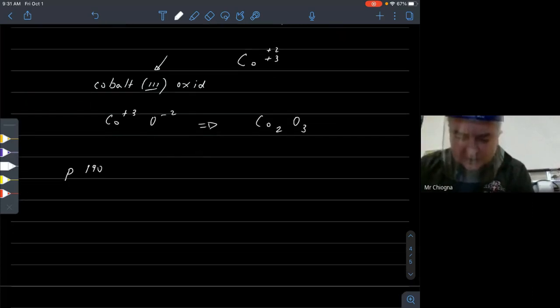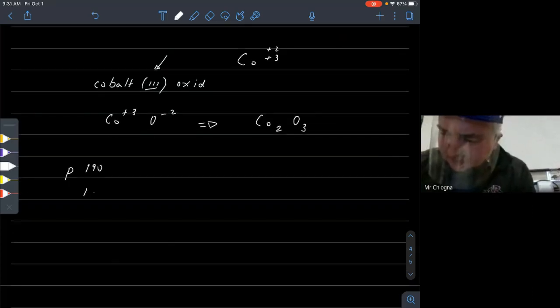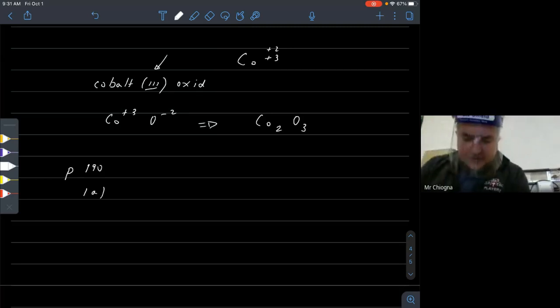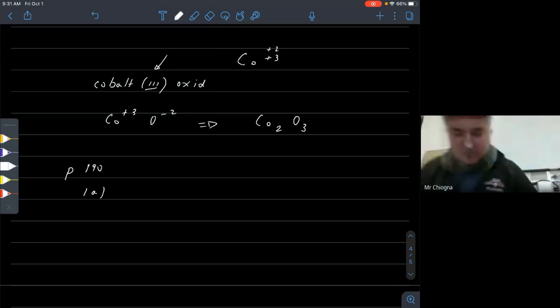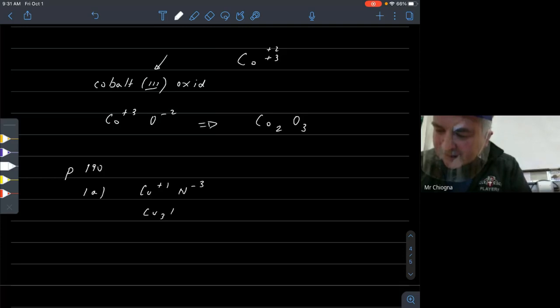Page 190. Write the formulas for each. These are actually easier than the previous one. You don't have to look up the charge for the metal. This is the easy part. What comes next is a little harder because, well, you'll see why. But let's just go through this quickly here. I'll write down the charges to begin with, and then I'll speed it up a bit. So you crisscross, you get Cu3N.